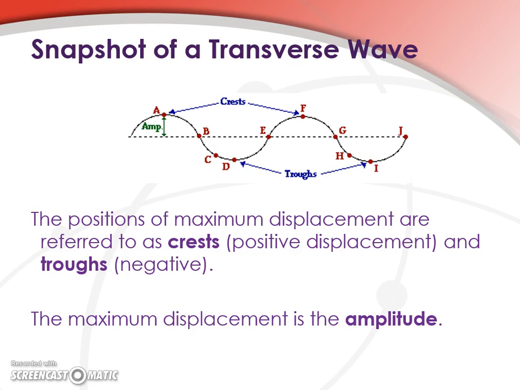So when we have maximum displacement, we can call it a crest. And when we have minimum displacement, we can call it a trough. And if we measure from the equilibrium point to the maximum displacement, we can call that the amplitude of the wave. And it's worth noting that the higher the amplitude, the more energy we have associated with the wave.